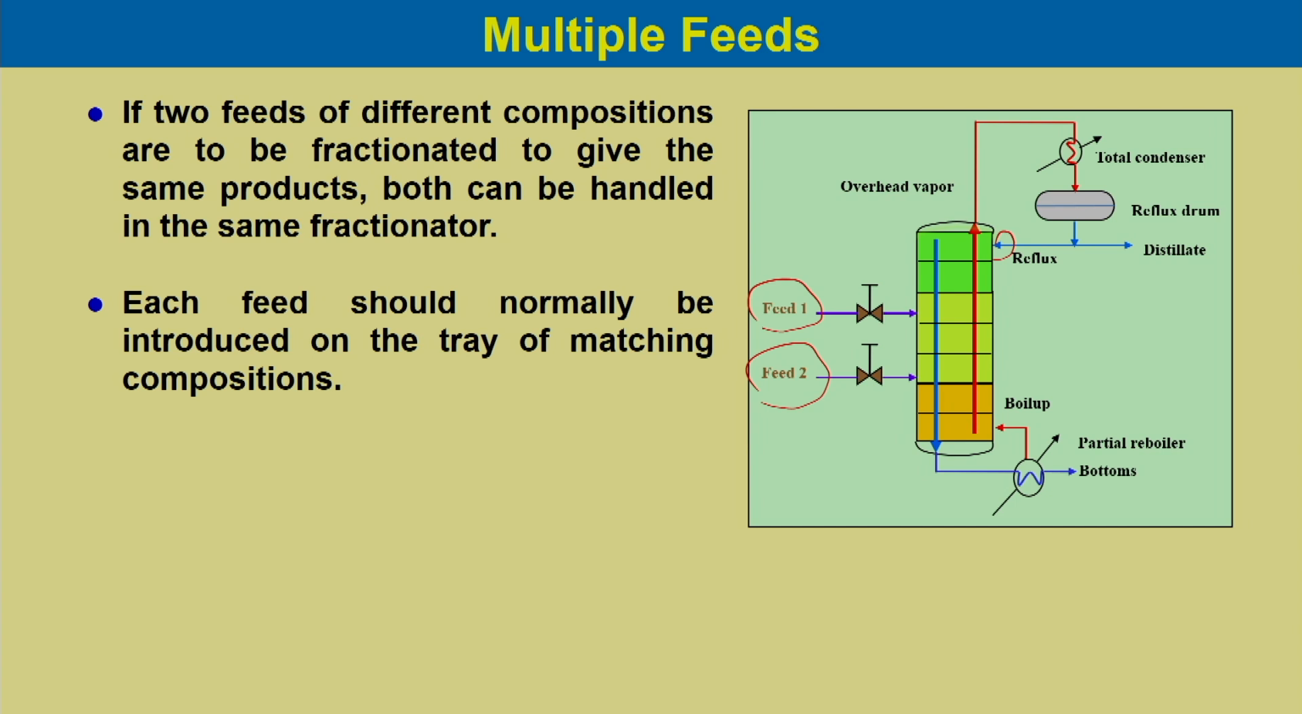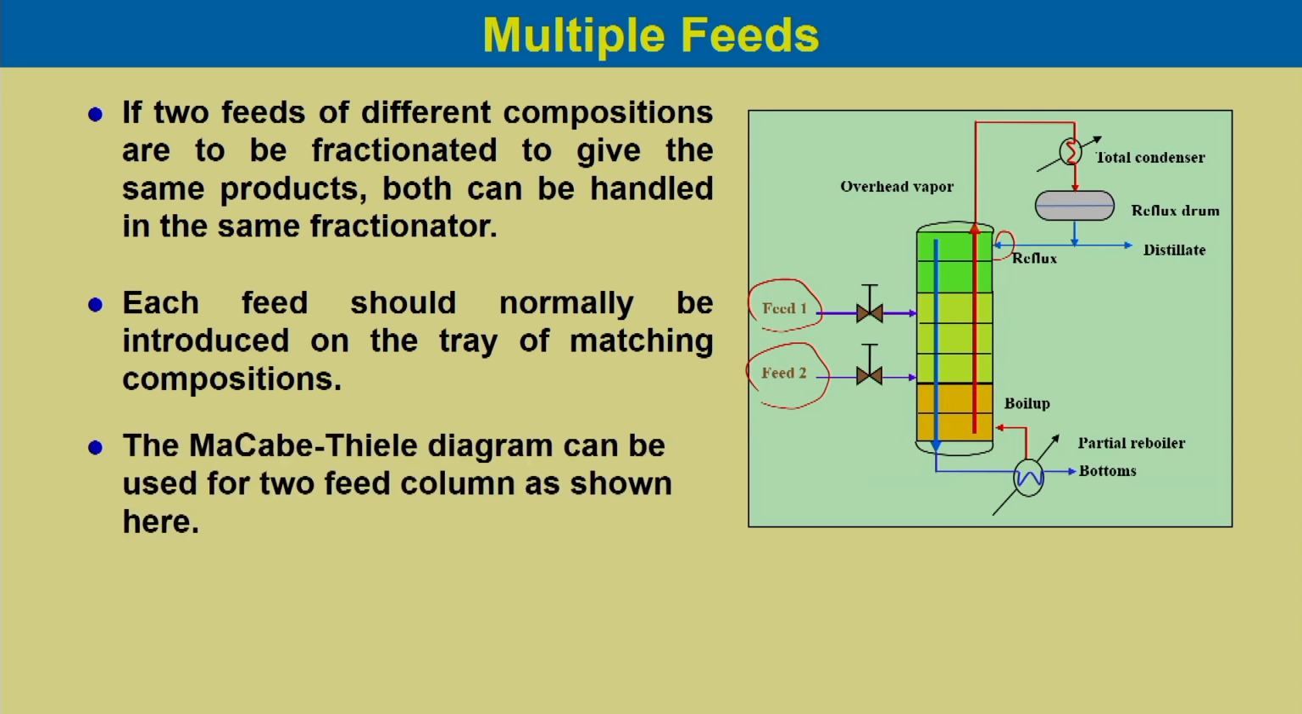Each feed should normally be introduced on the tray of matching composition. So, depending on the composition, because once the feed is introduced it distributes throughout the column stage to stage, both the stripping section as well as the rectifying section, and then the composition changes. So, depending on the composition change, the second feed will be introduced to the matching composition of that tray.